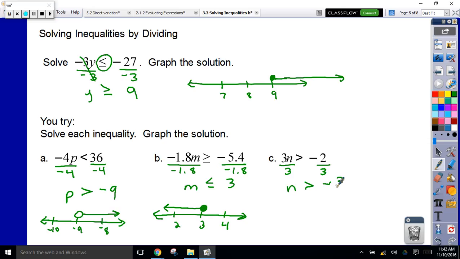I'm going to choose to keep the fraction -2/3 rather than writing a repeating decimal. Okay, it's better to just show the fraction. So let's see, -1/3, -2/3, -1. Okay, what would the graph look like, Brian? Open circle on 2/3. Going to the right. Good. Okay, any questions about these?